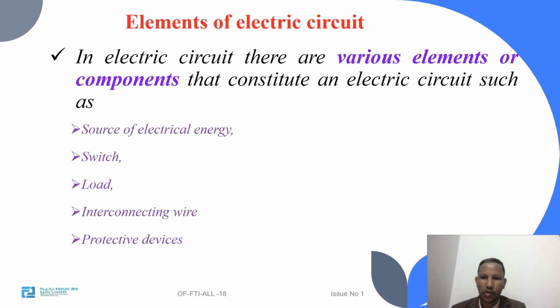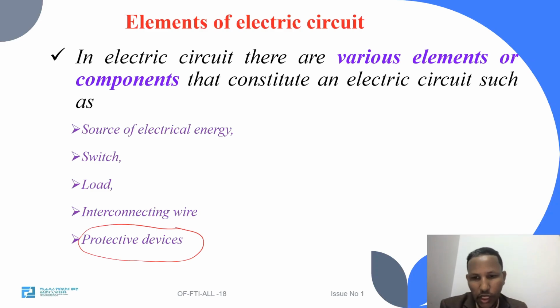These components are the source of electrical energy that delivers the required amount of power to the load, the switch for controlling the flow of current in the circuit, and the load, which is responsible for consuming the electrical energy coming from the electrical source. There is also interconnecting wire, which is very important for connecting the source and the load. And also we have a protective device.